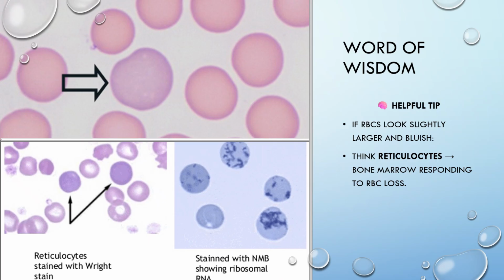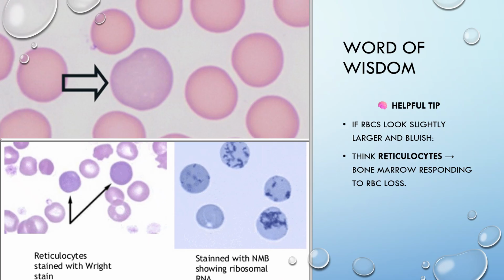So when you see these slightly larger bluish cells scattered throughout the smear, it often suggests that the bone marrow is actively responding to red blood cell loss. That's actually a good sign physiologically, because it means the marrow is functioning and attempting to correct the imbalance.